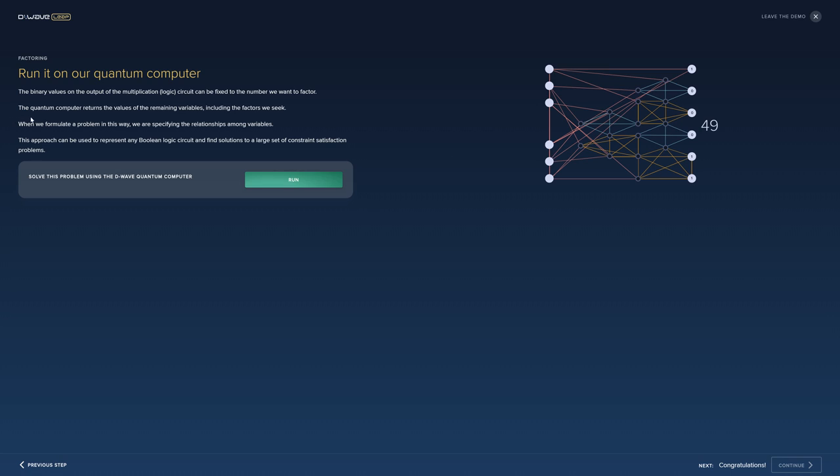When we formulate a problem in this way, we are specifying the relationships amongst variables. This approach can be used to represent any Boolean logic circuit and find solutions to a large set of constraint satisfaction problems. Solve the problem using the D-Wave quantum computer.